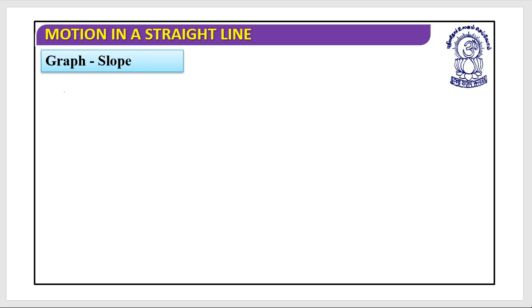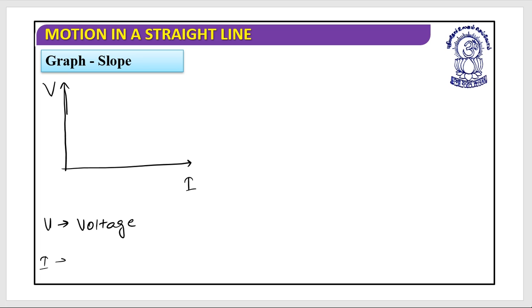Did you remember V equals IR? Are you sure? Let's have one question over here. Let's say this is V, this is I, where V is the voltage and I is the current.